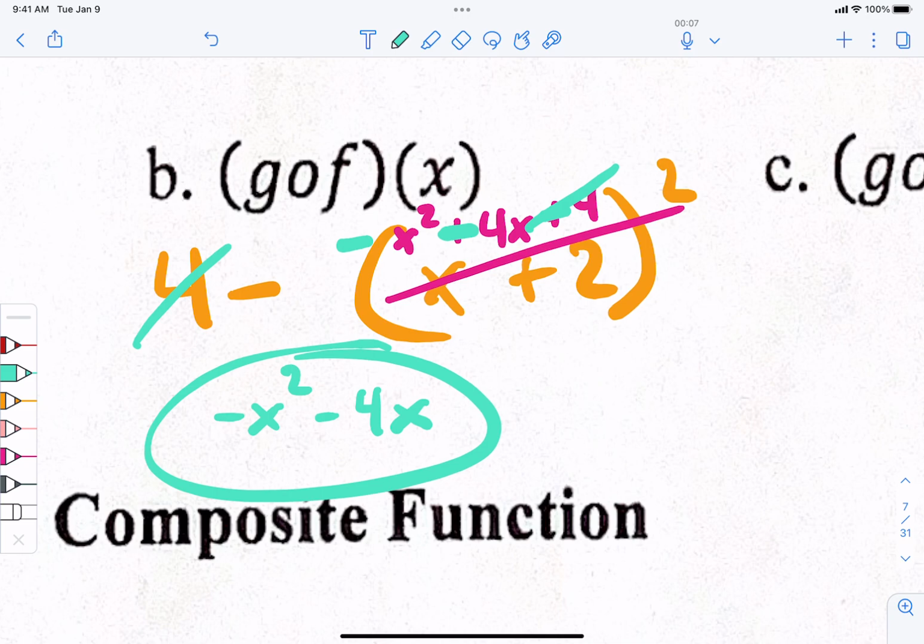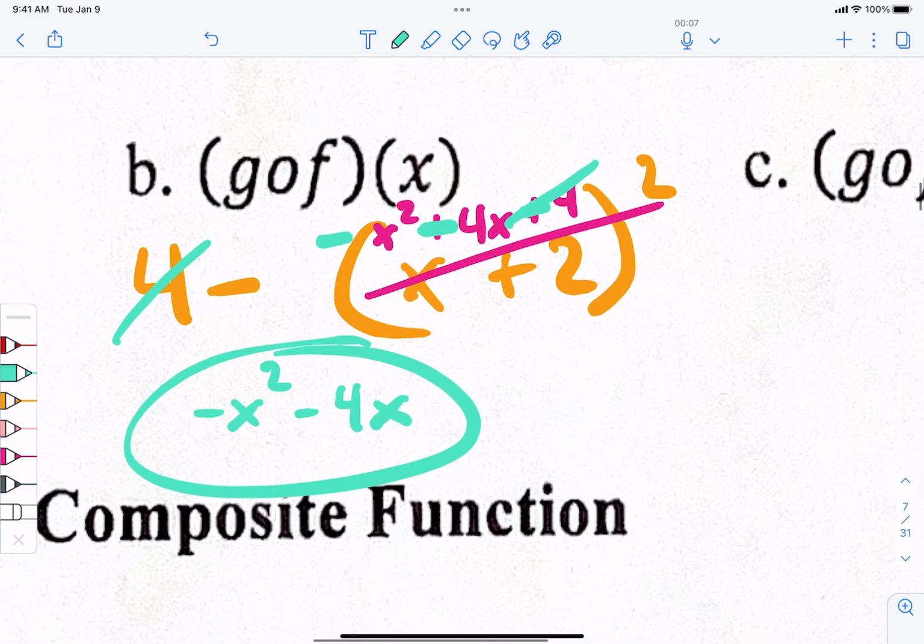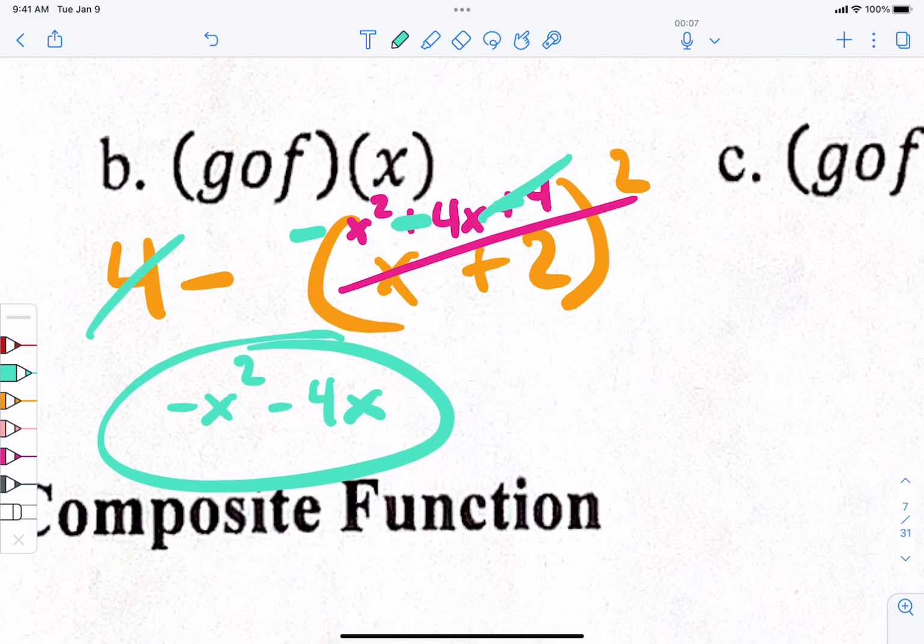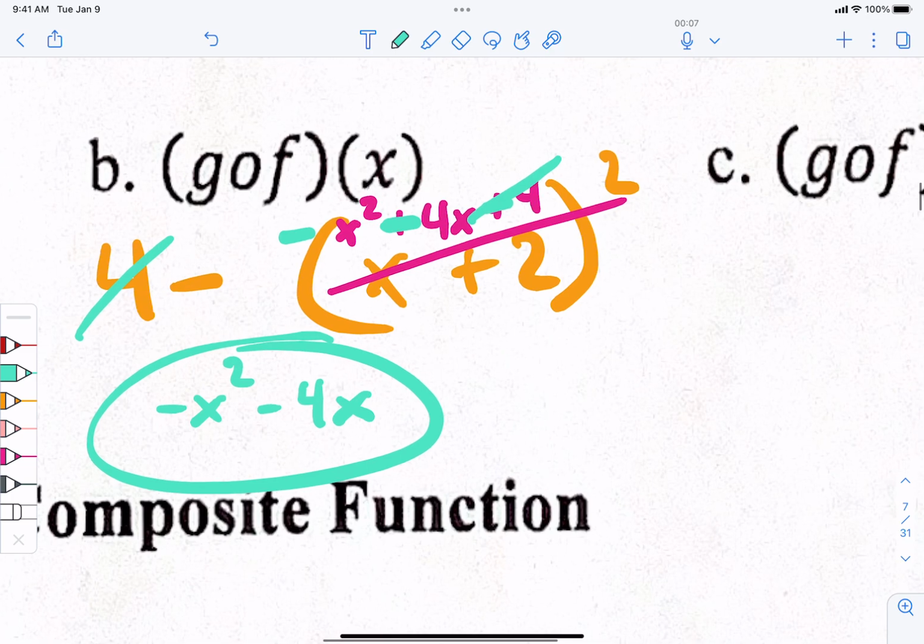Okay. So pay attention to which one goes inside of the other one. Sometimes one way is uglier than the other, right? Okay. Good.